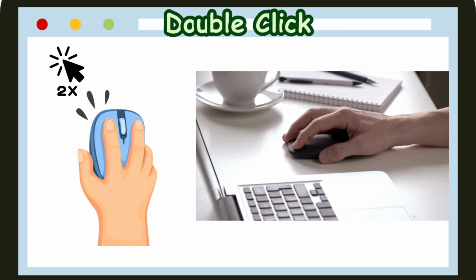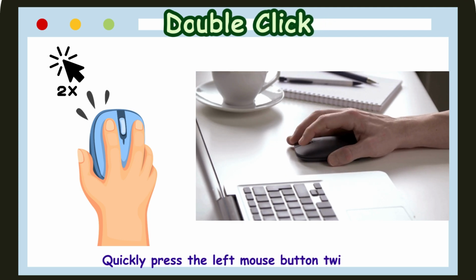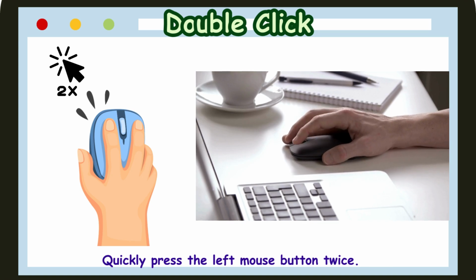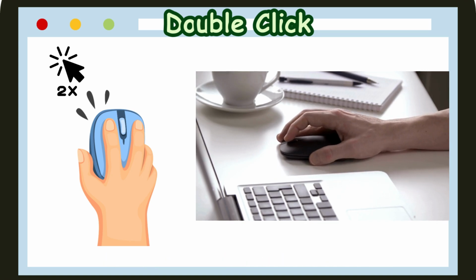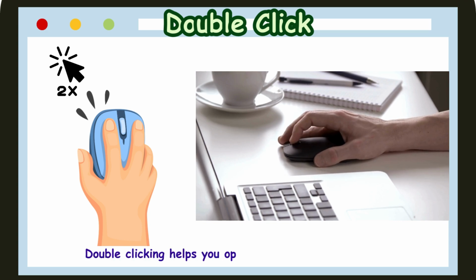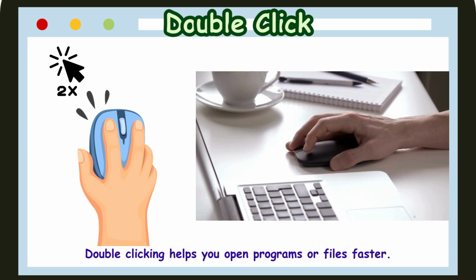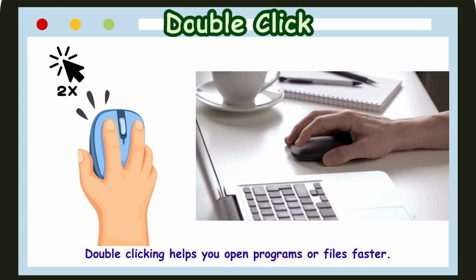Double click. Quickly press the left mouse button twice. Double clicking helps you open programs or files faster.